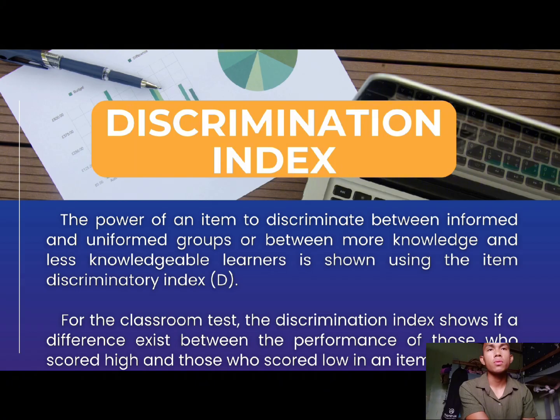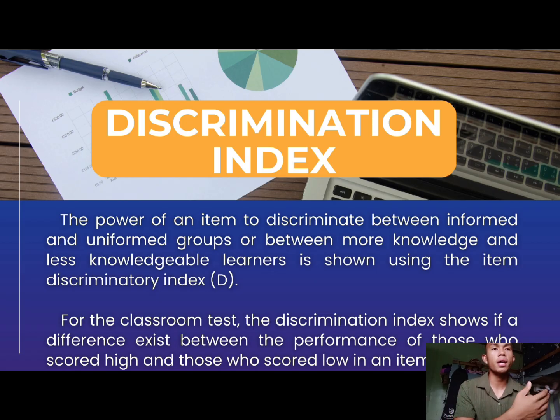Now let's move on to discrimination index. This tells us how well a test item can separate students who are more knowledgeable from those who are less knowledgeable. In other words, it shows if the item can really tell the difference between students who understand the lesson well and those who do not. For classroom tests, the discrimination index helps us see if high-performing students are more likely to answer an item correctly compared to low-performing students.